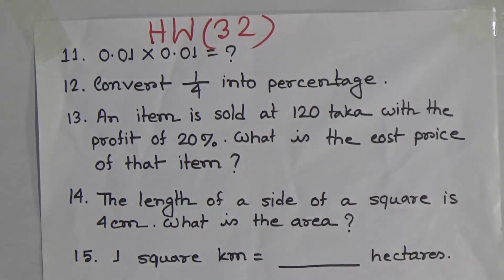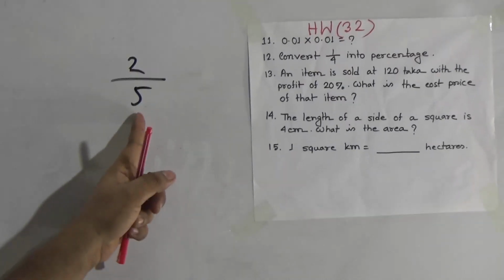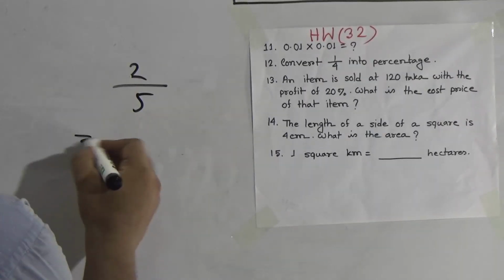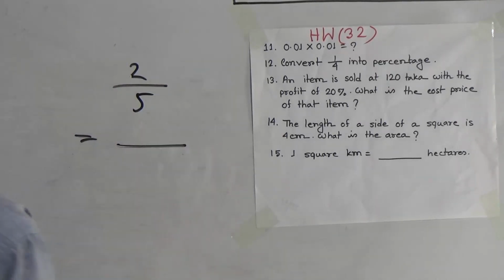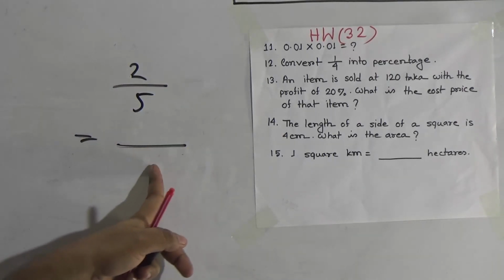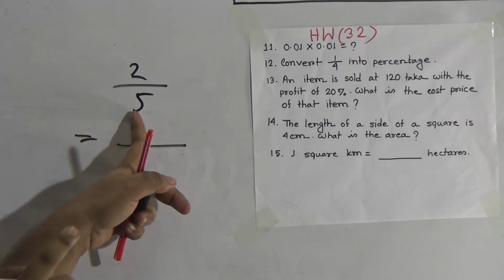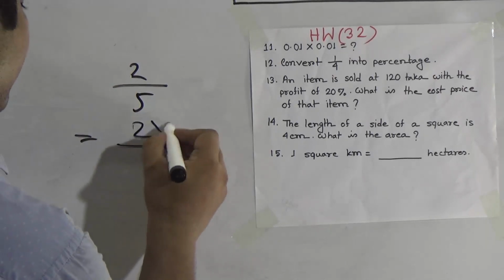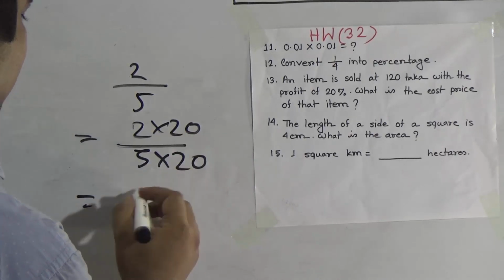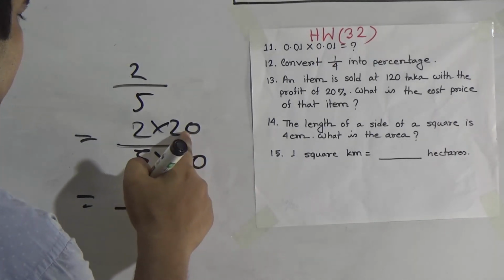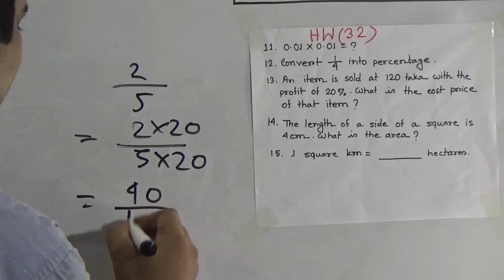My dear student, notice this is a number, for example, 2 by 5 is a fraction. Now we convert this fraction into a percentage. So how can we do it? We need to make 100 the denominator. We divide 100 by 5, we get 20. So we multiply both numerator and denominator by 20. Notice 2 times 20 is 40 and 5 times 20 is 100.